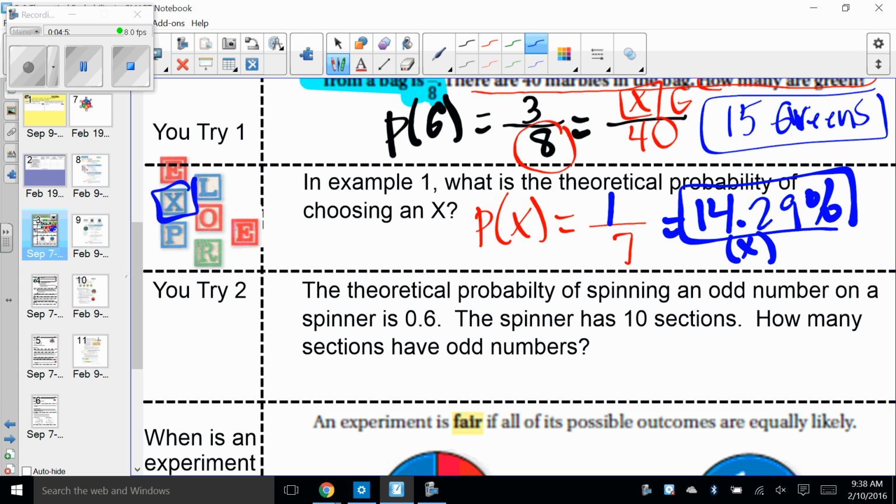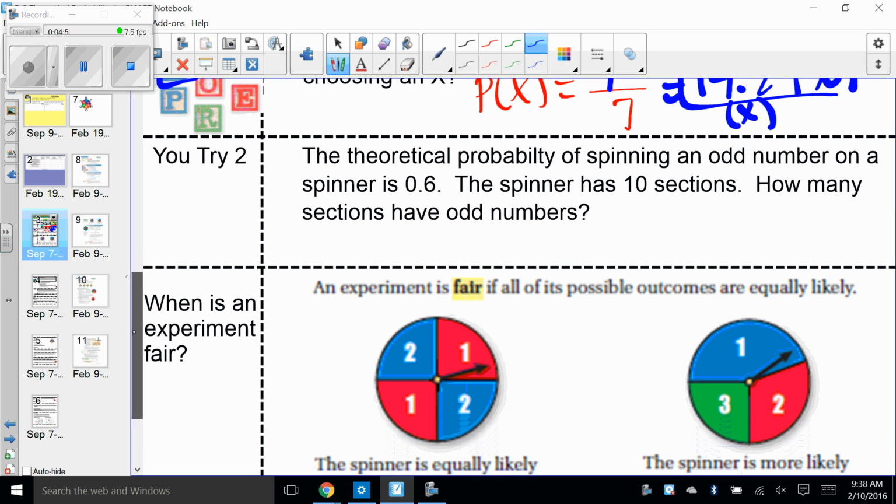Okay, let's move on to example you try number 2. So it says the theoretical probability of spinning an odd number on a spinner is 0.6. The spinner has 10 sections. How many would be odd? So we have the probability of getting odd. It says 0.6 or 60%, which really just means 60 out of 100 or 6 out of 10.